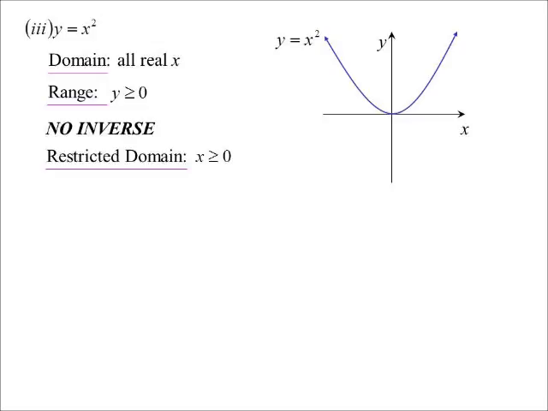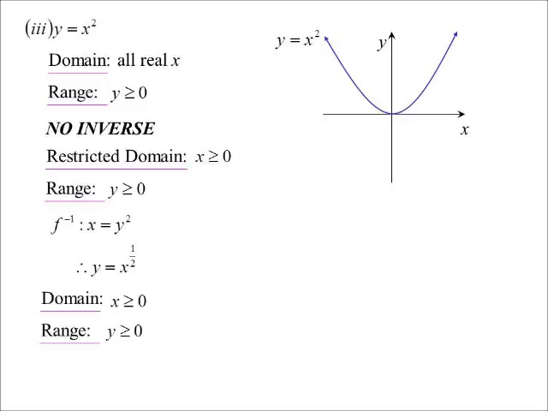So I'm going to restrict my domain to be x is greater than or equal to 0. So if we look just at x is greater than or equal to 0, then it would satisfy that horizontal line test. So the range stays the same. I've captured all of it. So my new function, y equals x to the power of a half, its domain, x is greater than or equal to 0, y is greater than or equal to 0. Reflect that in y equals x.